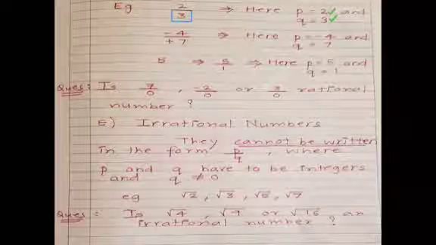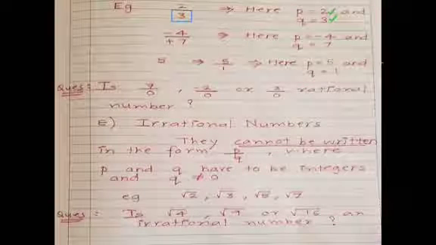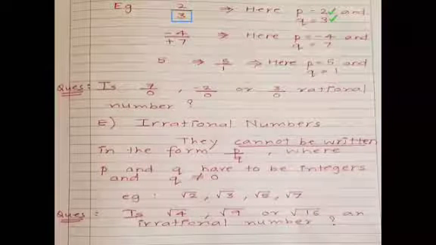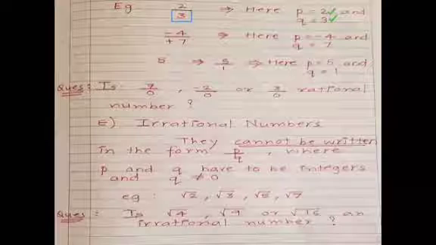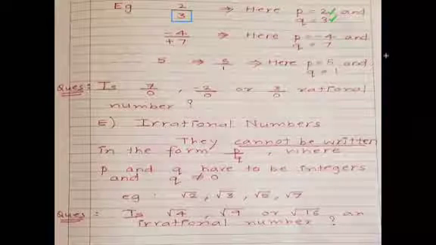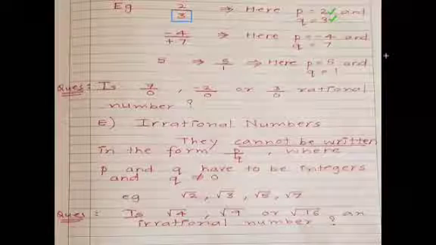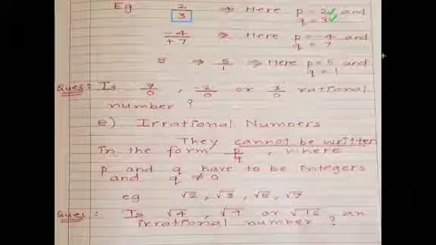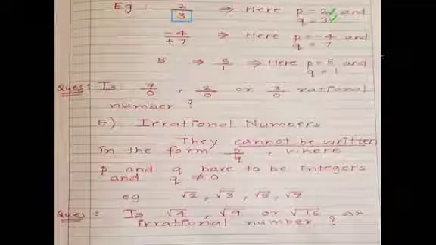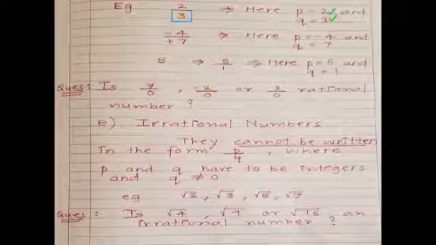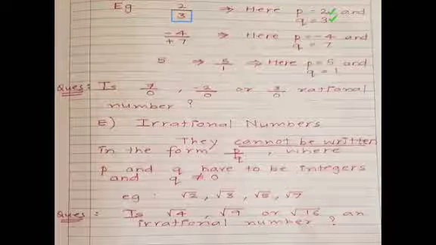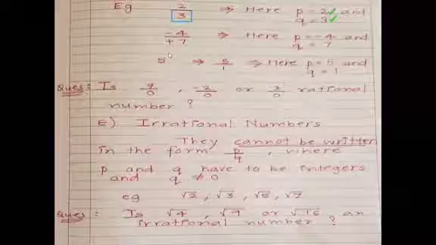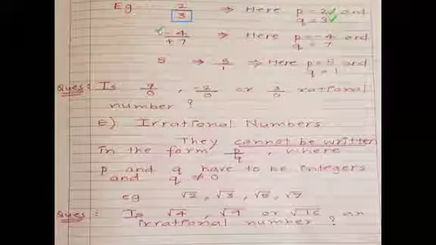Let us get to the next example. Here, the number being given is minus 4 upon 7. As you could see here, minus 4 is equal to p and the value of q over here is 7. Minus 4 as well as 7 are integers, which satisfies the first condition to become a rational number. And you could see over here that the denominator is 7 and it is not equal to 0. Hence, we can say that even minus 4 upon 7 is a rational number.